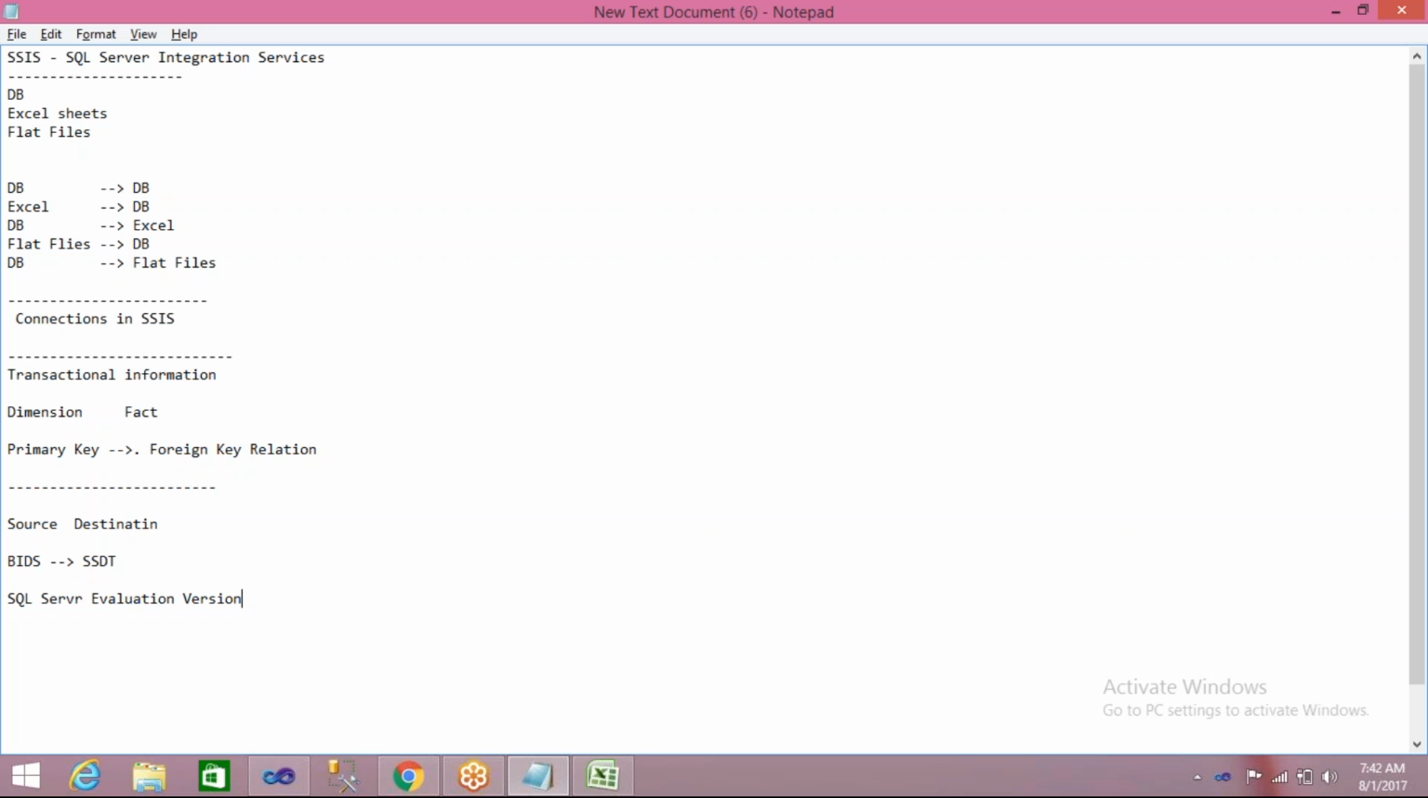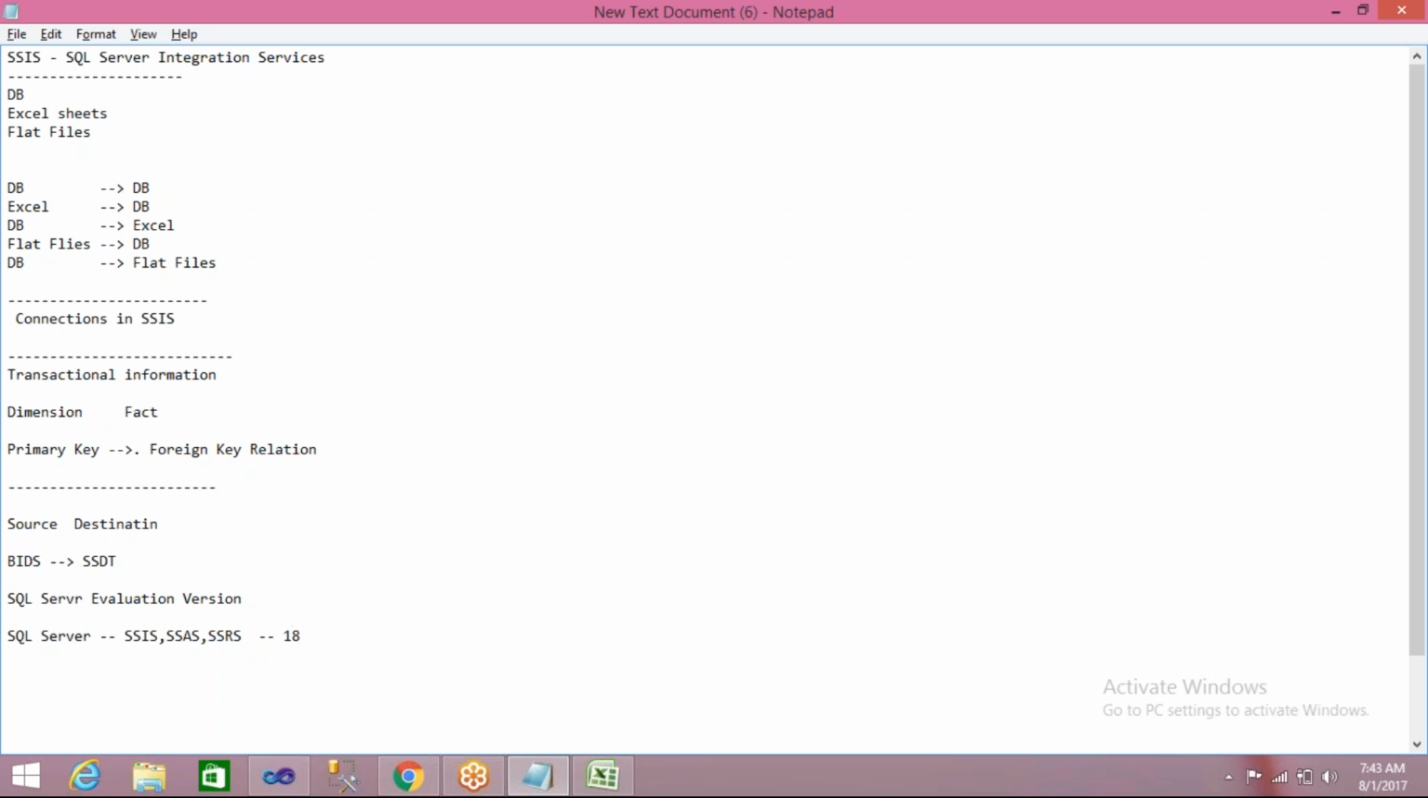Okay, evaluation version. This evaluation version will give you all the required components. That means when you are installing, you will get SQL Server. Apart from SQL Server, you need SSIS components and SSRS components. So if you take the SQL Server evaluation version, you will get all these things: SQL Server, SSIS, AS and RS.